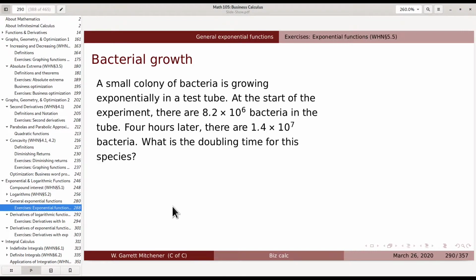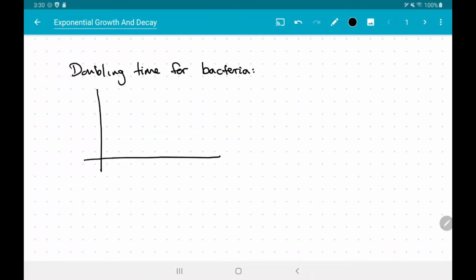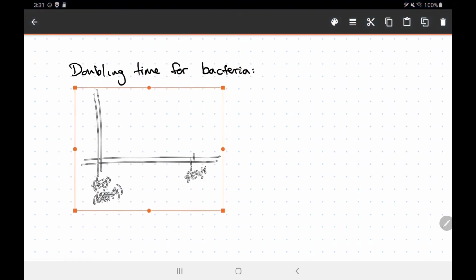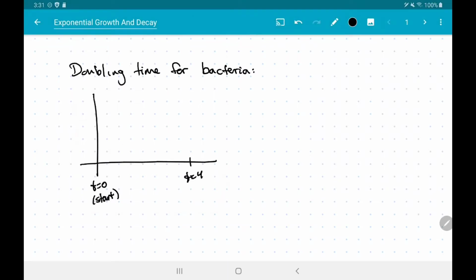Okay, so first of all, let's get some intuition about these numbers. At t equals 0, that's the start of the experiment, and then t equals 4 is 4 hours later. At the start of the experiment, there are 8.2 times 10 to the 6 bacteria in the tube, and 4 hours later there are 1.4 times 10 to the 7. Okay, this is actually going to be easier if I move this more directly on top of the dots.